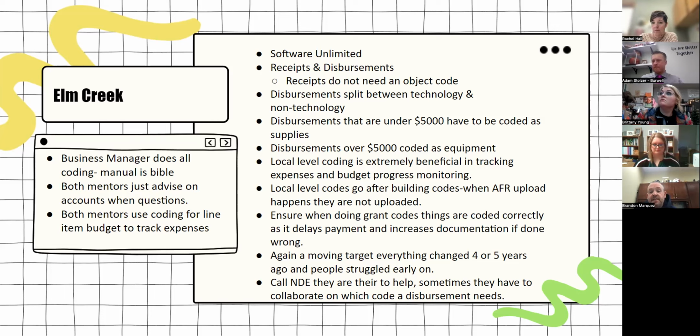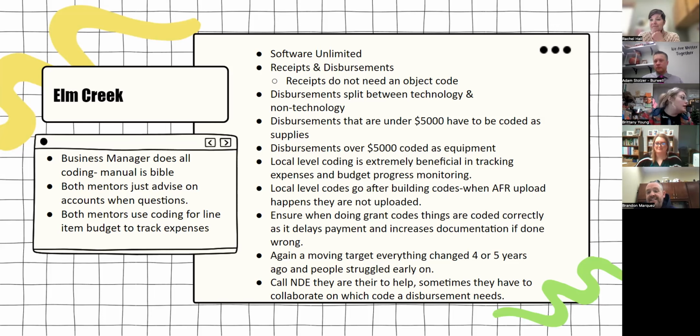Then Tom said, it was really interesting. He said, one of the things that is hard when you're new is ensuring, when you're doing grants like ESSER, Title I, all those different things, that you're coding it the correct way, because if not, it's going to delay your payment.